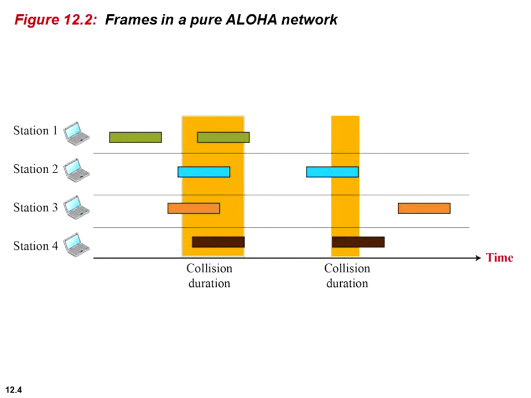Since there is only one channel to share, there is the possibility of collision between frames from different stations. This figure shows an example of frame collisions in pure ALOHA. There are 4 stations that contend with one another for access to the shared medium, or you can say channel. The figure shows that each station sends 2 frames, and there are a total of 8 frames on the shared medium.